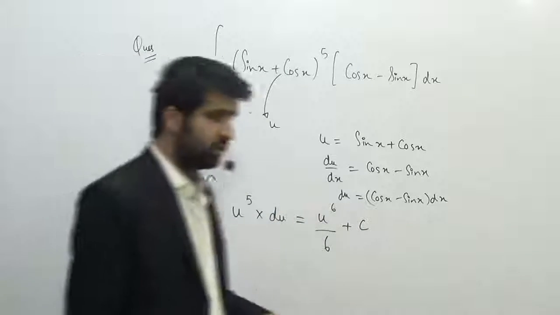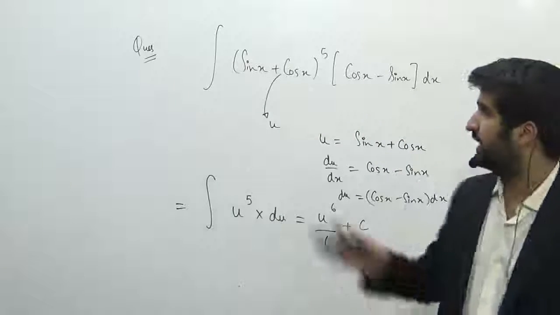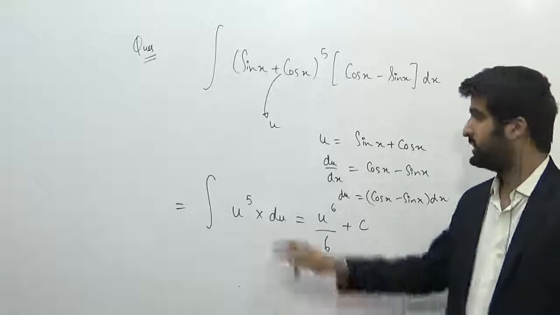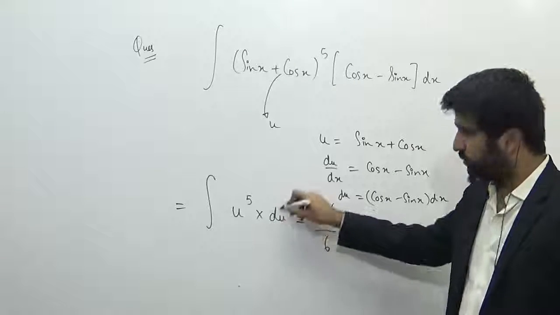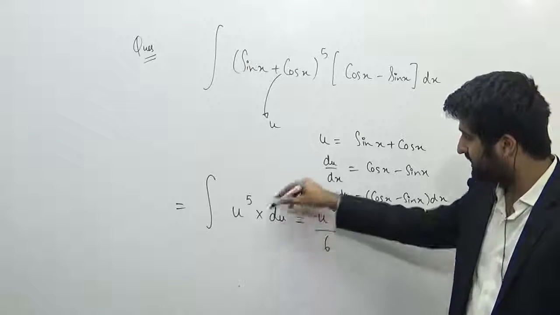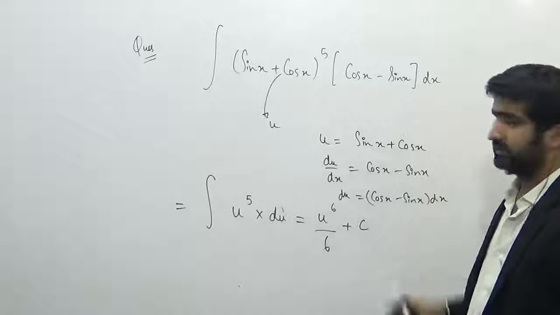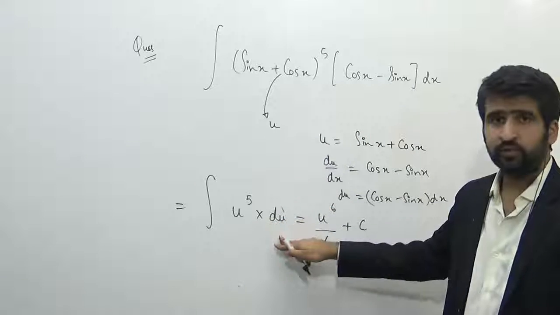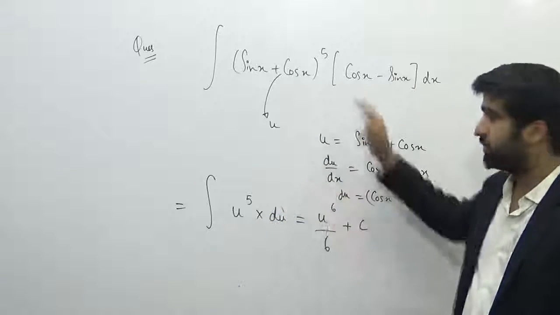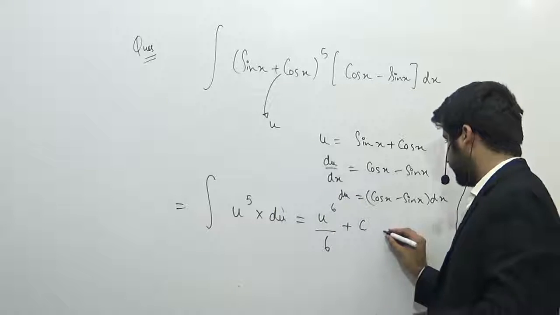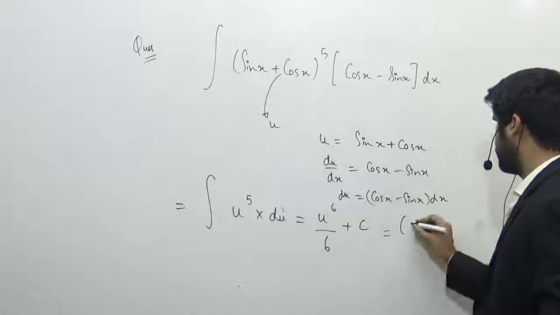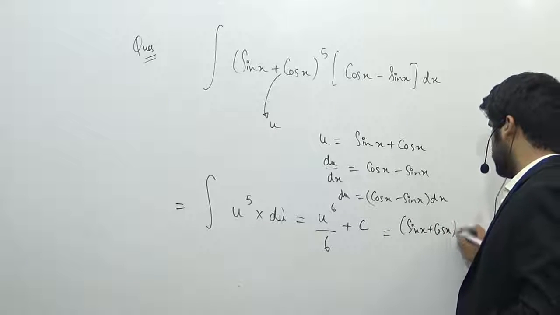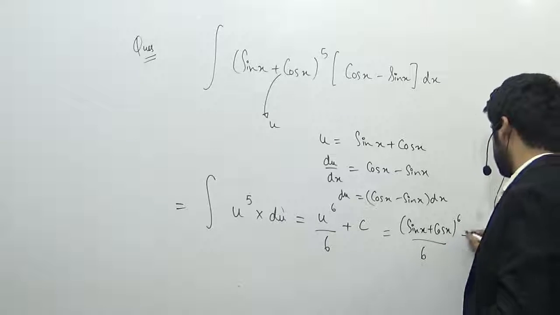So that's how easy a question becomes with the help of substitution, that this is converted into a standard function multiplied by the small element du instead of dx, and this integrand has been converted into an integrand of u instead of x, right? So this will be equal to, now substitute the value of u, (sin x plus cos x) to the power 6 divided by 6 plus c.